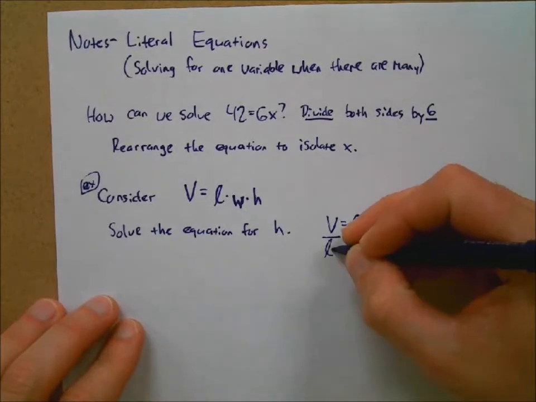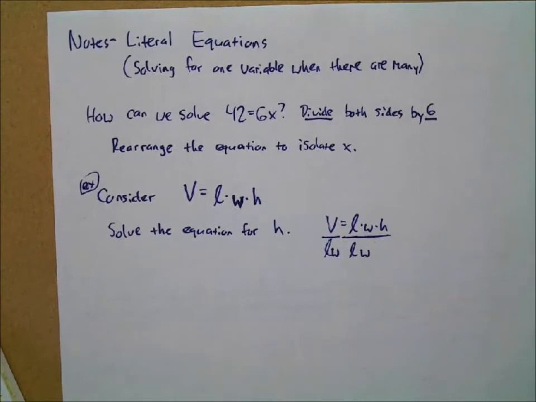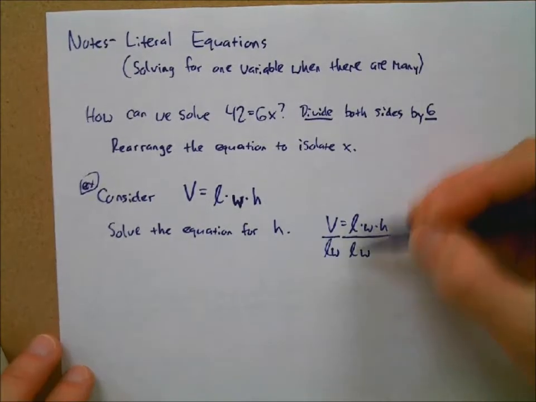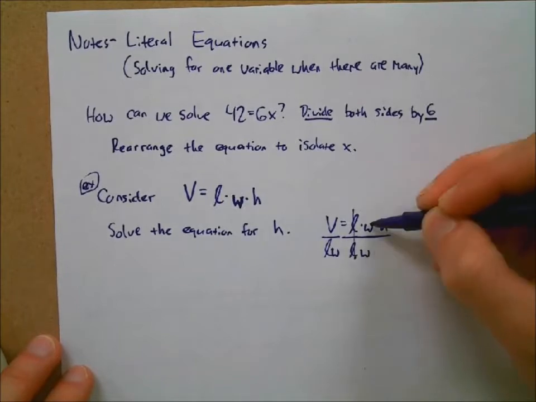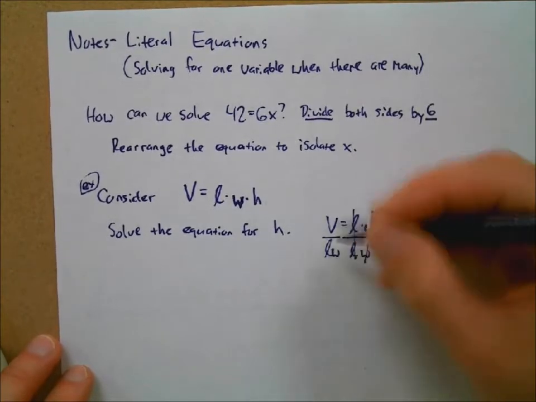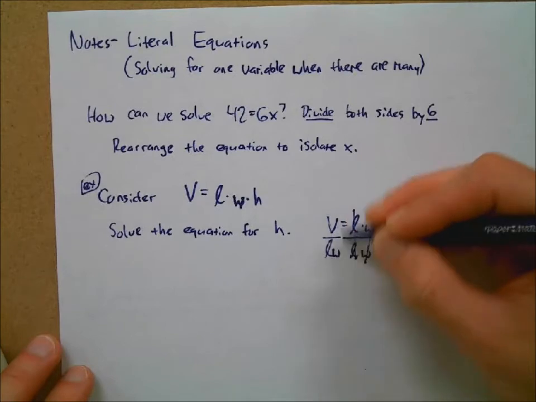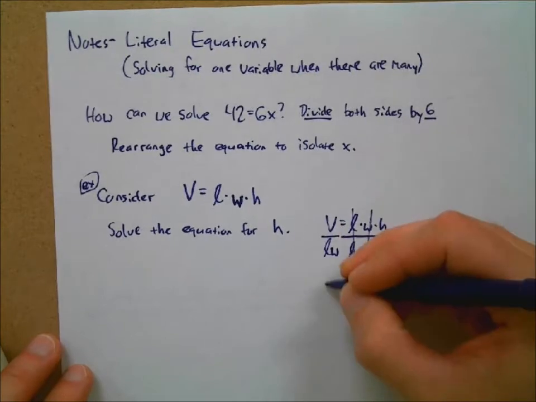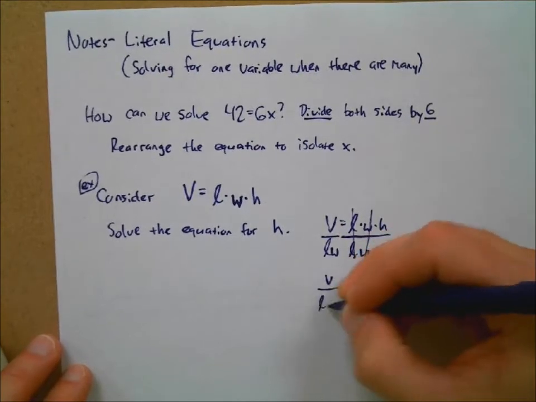Okay, we'll just divide by both at the same time. What's going to happen with these two L's on the right-hand side here? Cross out. What about the W's? They'll cross out. So we're going to have, now does anything cross out over here? No. So we're going to have to leave it V over LW, just like that.